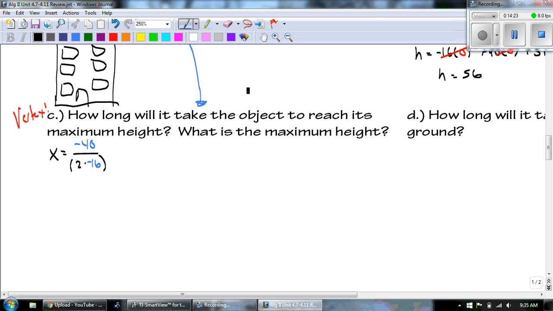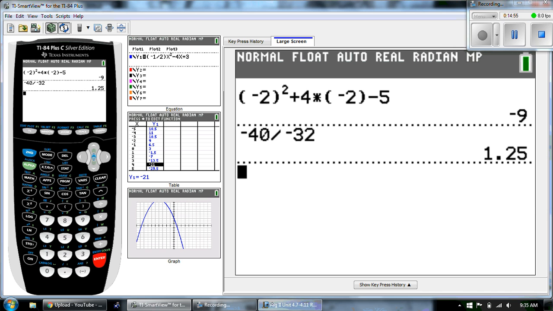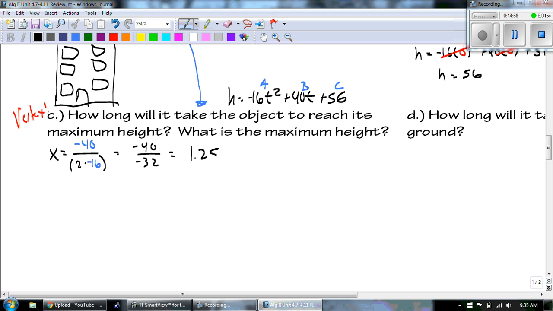Okay, and all I'm doing is I'm using that equation, the negative 16 t squared plus 40t plus 56, because we've got our A, B, and C. So on the top, we have negative 40. 2 times negative 16 is a negative 32. And when we divide that out, negative 40 divided by negative 32, we get 1.25. So 1.25, that's our x value, so those are the seconds.